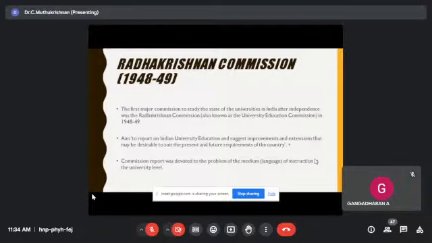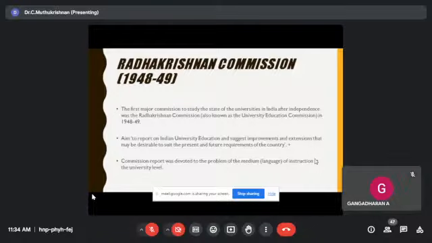This is the first major commission to study the state of the universities in India after independence: the Radhakrishnan Education Commission. You already know the University Grants Commission or University Education Commission in 1948 to 49. And what is the aim of this commission? It aims to report on Indian university education and suggest improvements and extensions that may be desirable to suit the present and future requirements of the country.